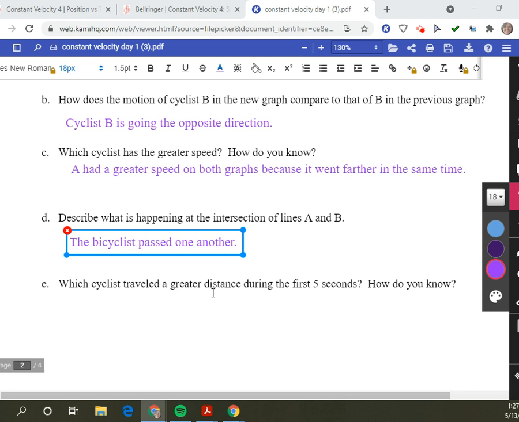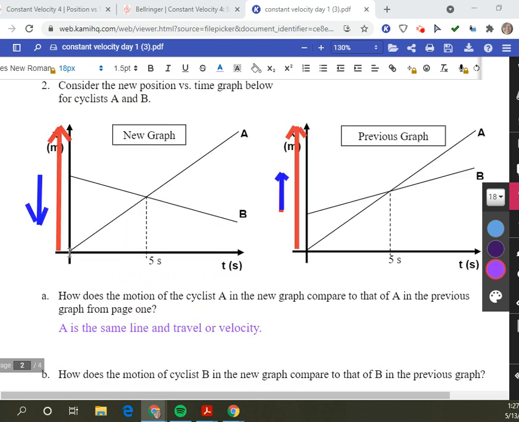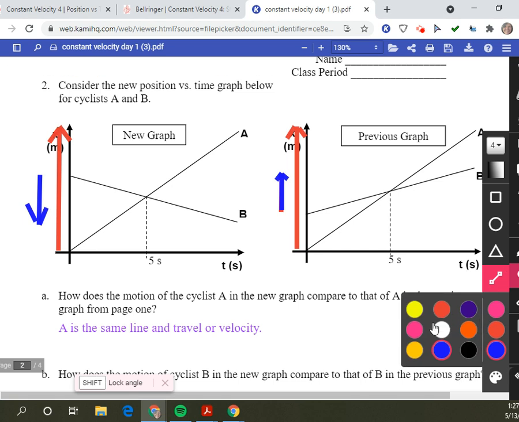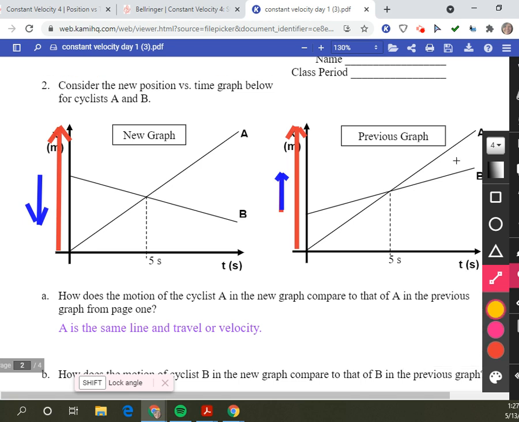All right, so which cyclist traveled a greater distance during the first 5 seconds? How do you know? If I go first 5 seconds, right to here, let's get a line so we can actually see it really well. We'll get a different color line. Which one's bigger? From the beginning of B to the yellow line, or from the beginning of A to the yellow line?